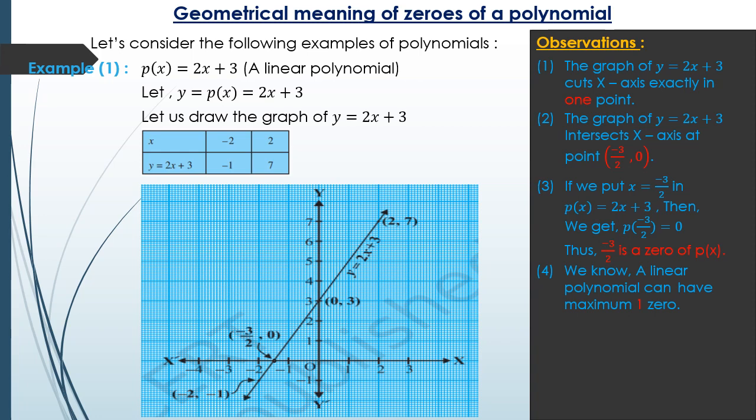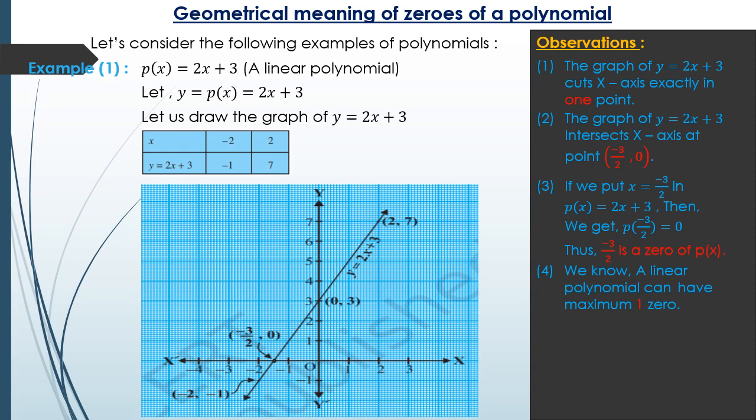And second thing, what we see there, the graph is intersecting the x-axis at point -3/2 comma 0. So the x coordinate of this point is -3/2, and this -3/2 is nothing but the 0 of the given polynomial. So one more thing we can write here is the x coordinate of the point of intersection of the graph and x-axis is a 0 of the given polynomial.